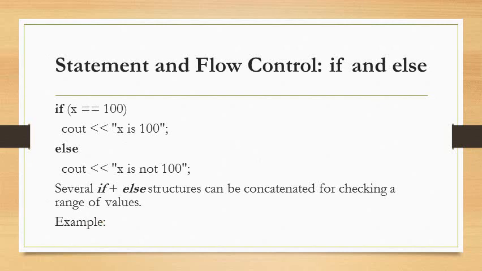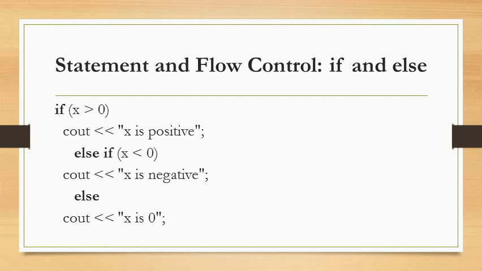Several if plus else structures can be concatenated for checking a range of values. For example, if x greater than 0, cout x is positive. Else, if x less than 0, cout x is negative. Else, cout x is 0. You can see here we are having several if, else, and else if, the combination of them.